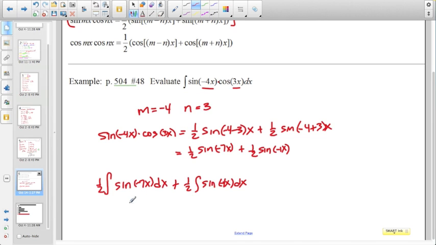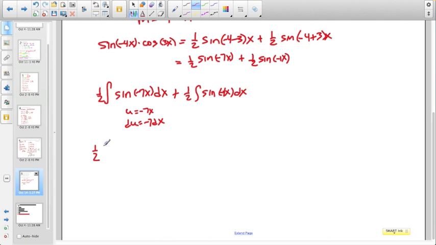And so as we integrate that, we could do a quick u sub here. We could say u is equal to minus 7x here. So du is minus 7 dx. So this ends up being 1/2 times 1/7 sine u du. And this ends up being 1/2 times, and we could do a u sub here too with the minus 1. So the du is a minus 1 dx. And all that does is pull out a minus 1. And then we have sine of u du.